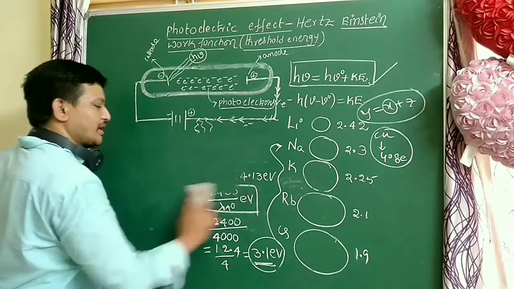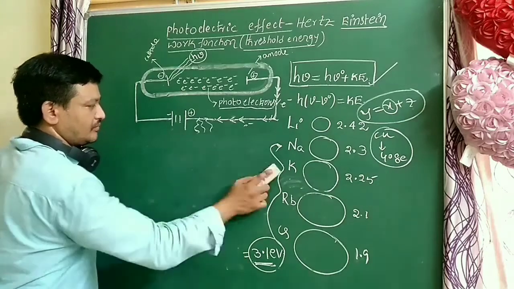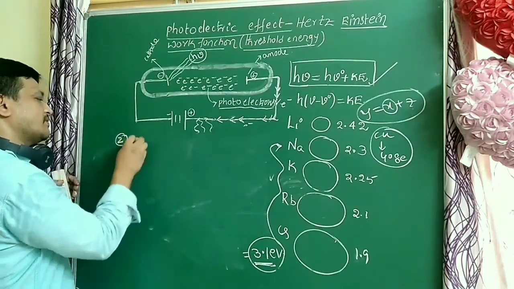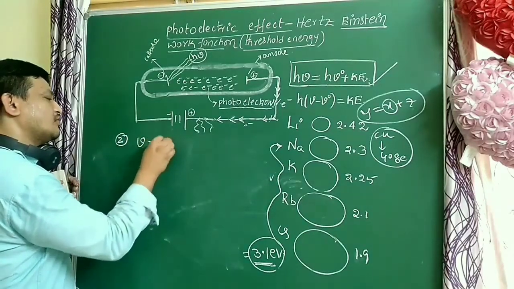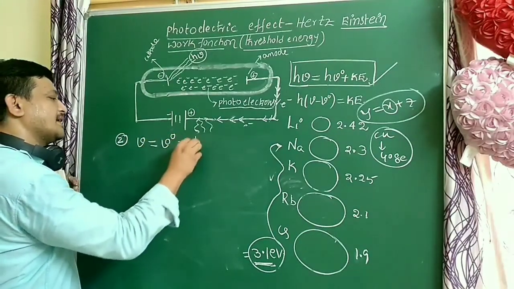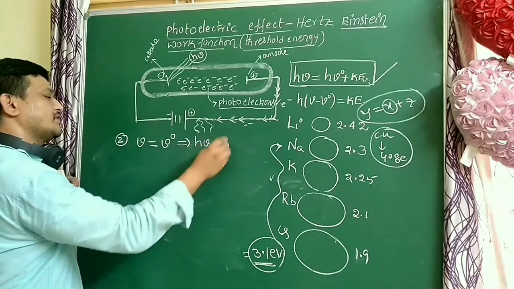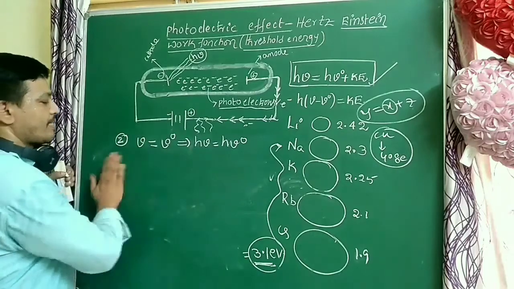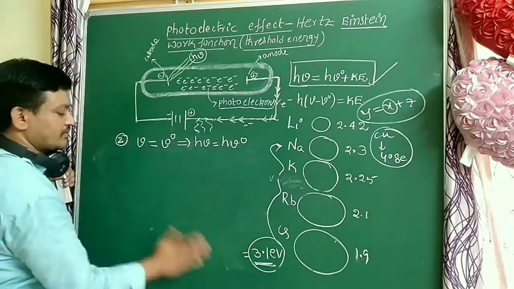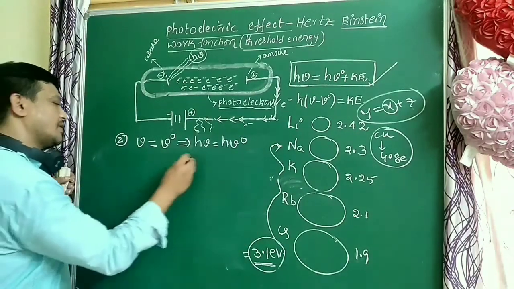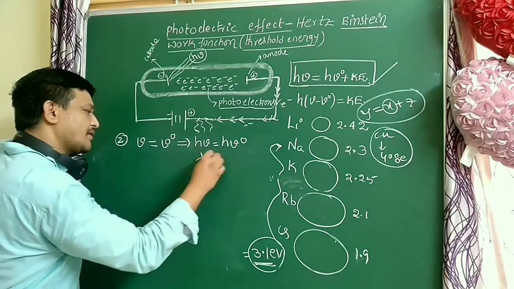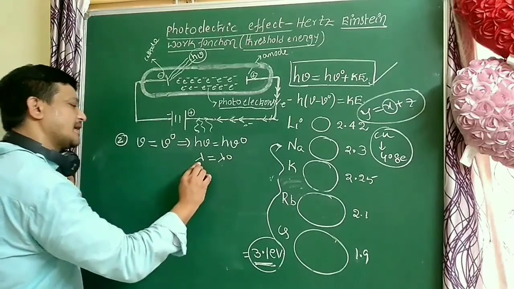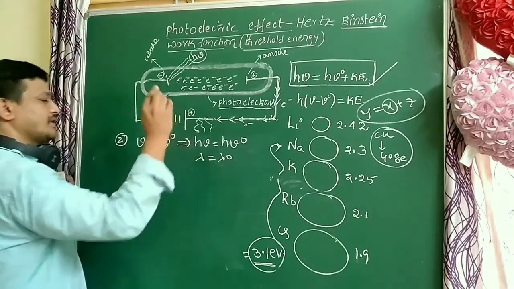So next, one more condition. The second condition: mu equal to mu naught. That means light energy equal to threshold energy. This is very, very important, students. So that means lambda equal to lambda naught. Lambda naught means threshold wavelength, and lambda is the light or radiation wavelength.